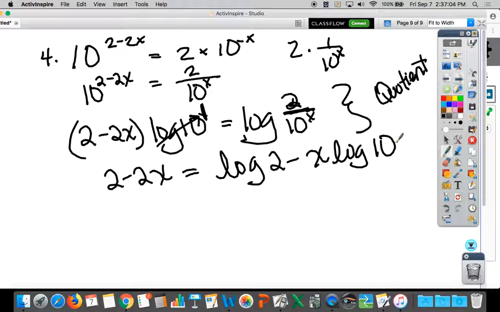Now, do I have x terms and do I have non-x terms? Okay. Tell me my x terms. Okay. Negative 2x. Gotcha. Oh, and by the way, what else can I do to this? Gotcha. Drop the log 10. So I'm going to add that over here. I'm sorry, that should have been a minus 2x.